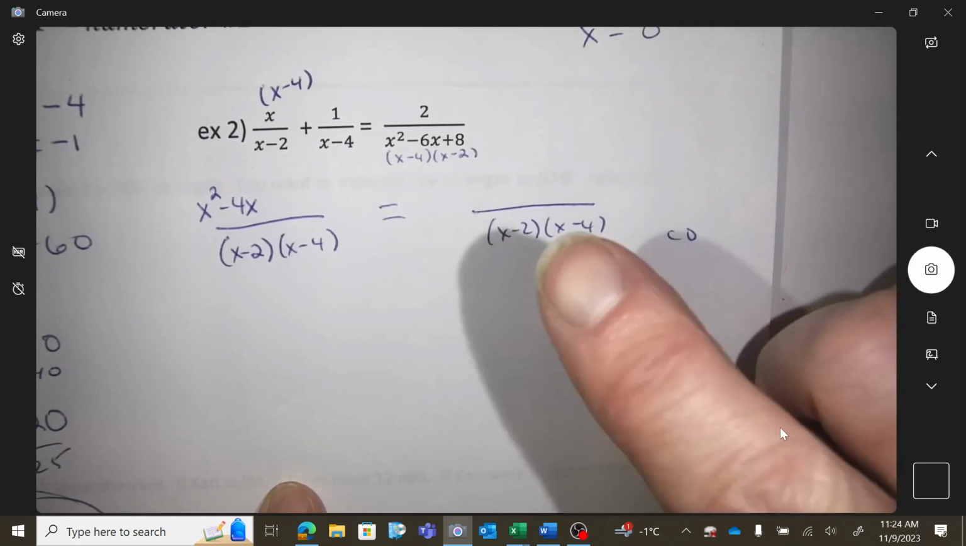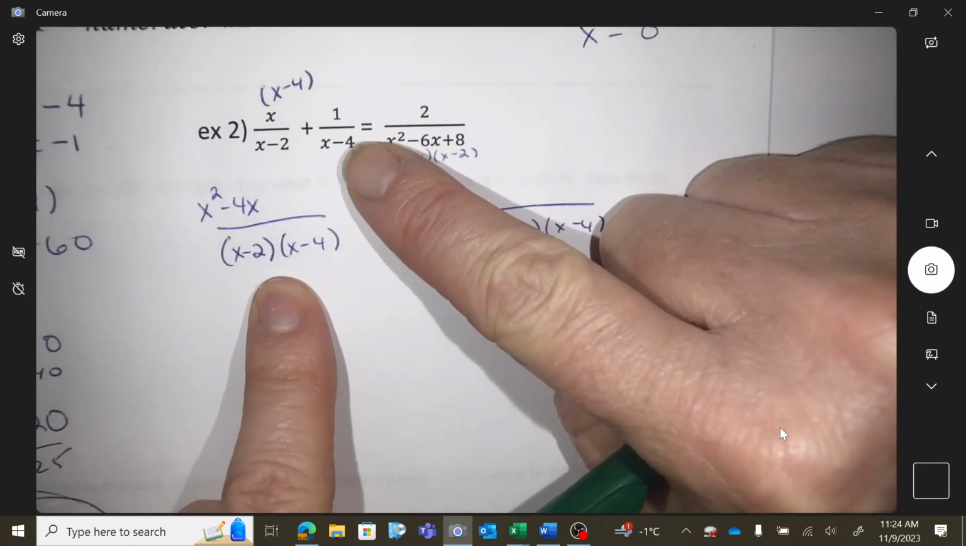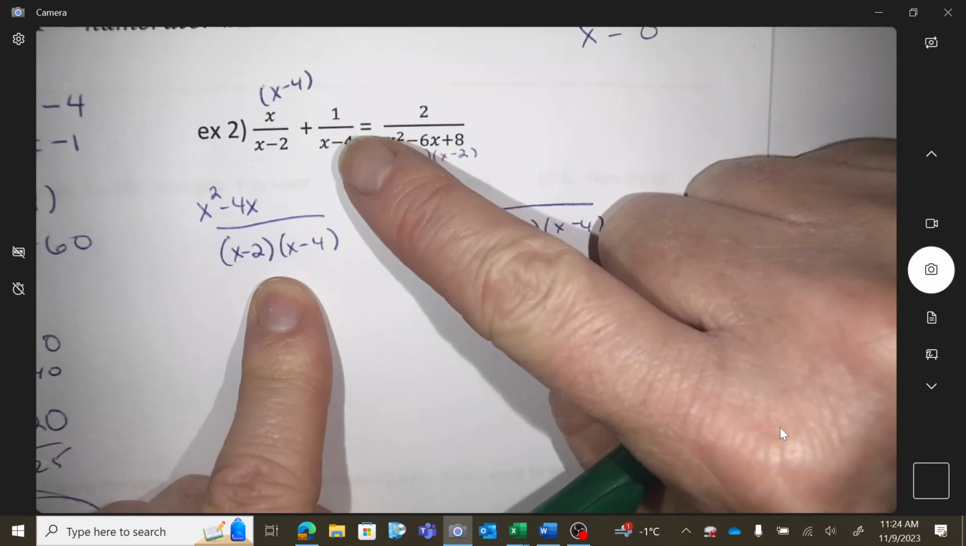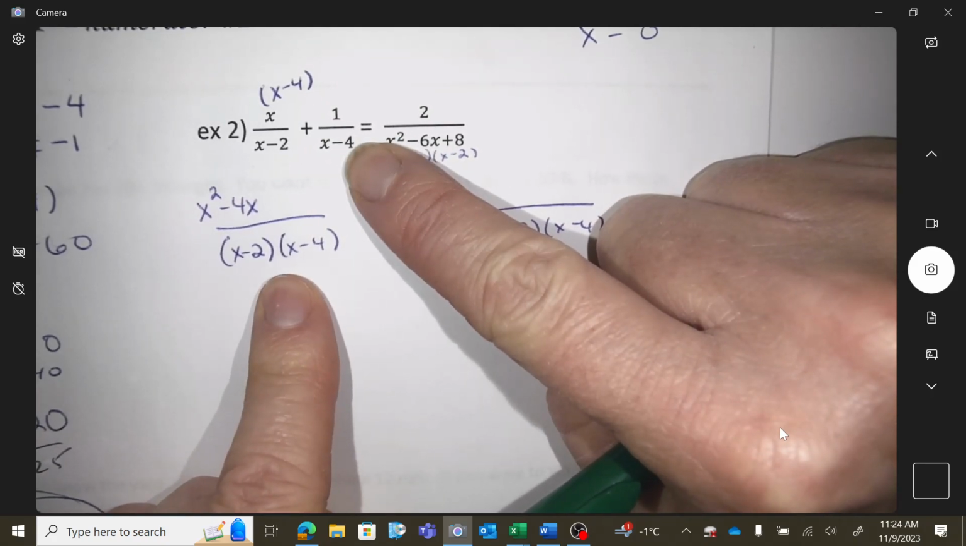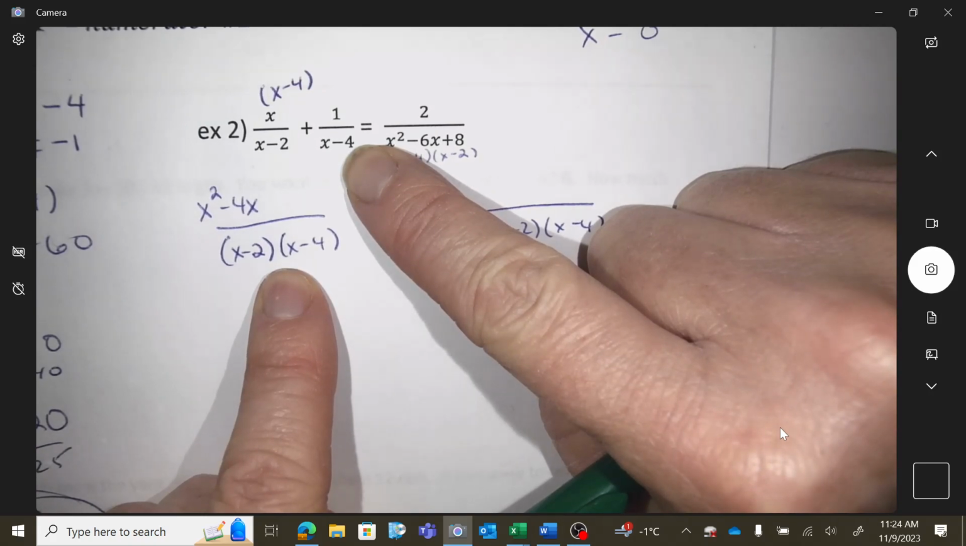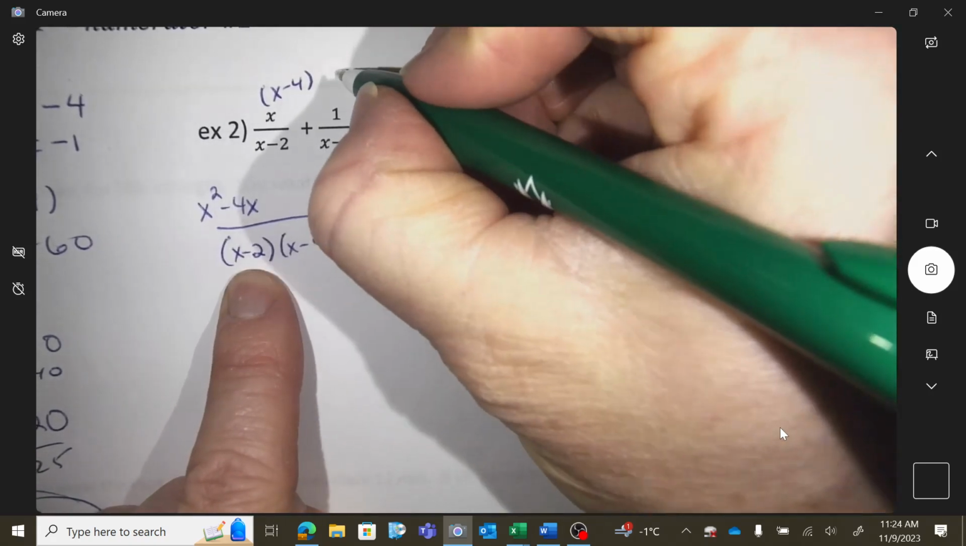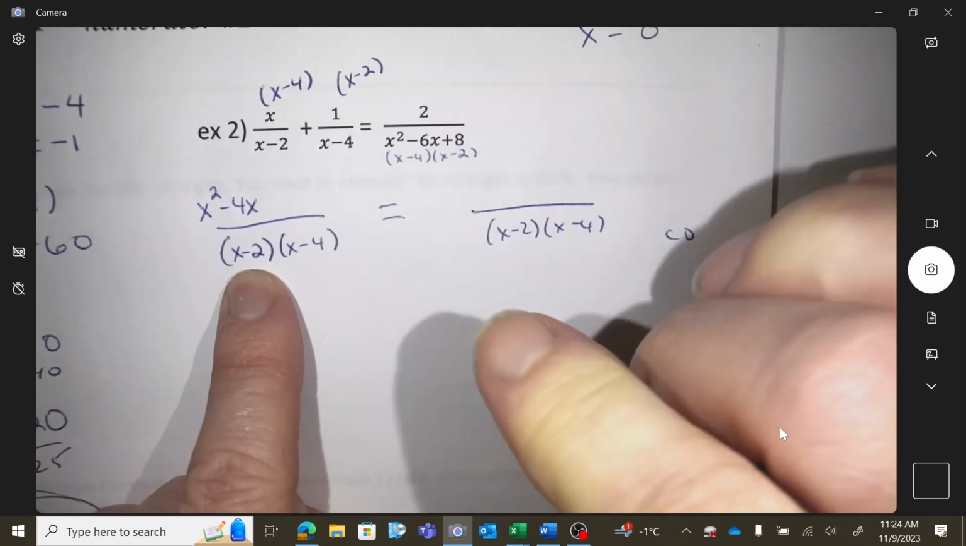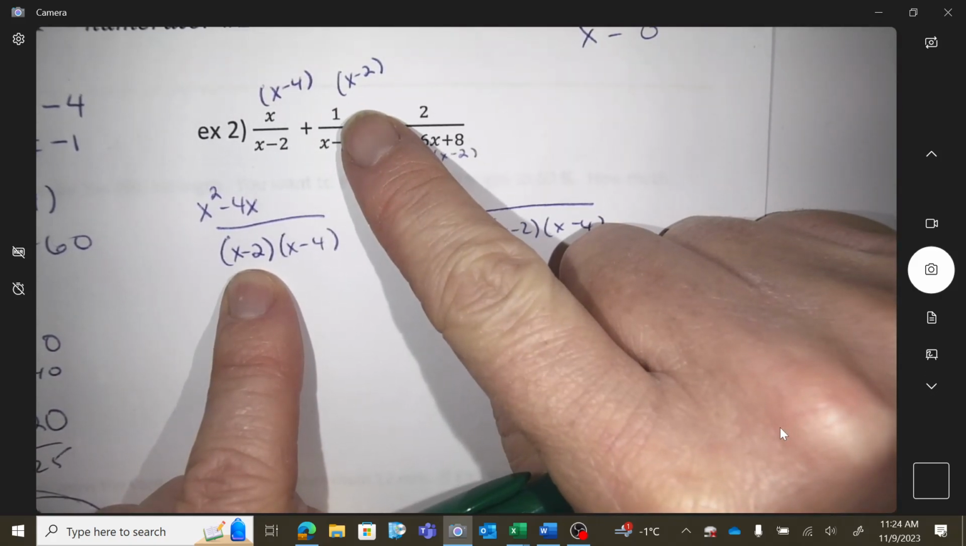Okay, moving on. Look at the second fraction. Look at the bottom, look at the new bottom. What happened to it? It got multiplied by x minus 2. So that's what I'm going to do to the top.